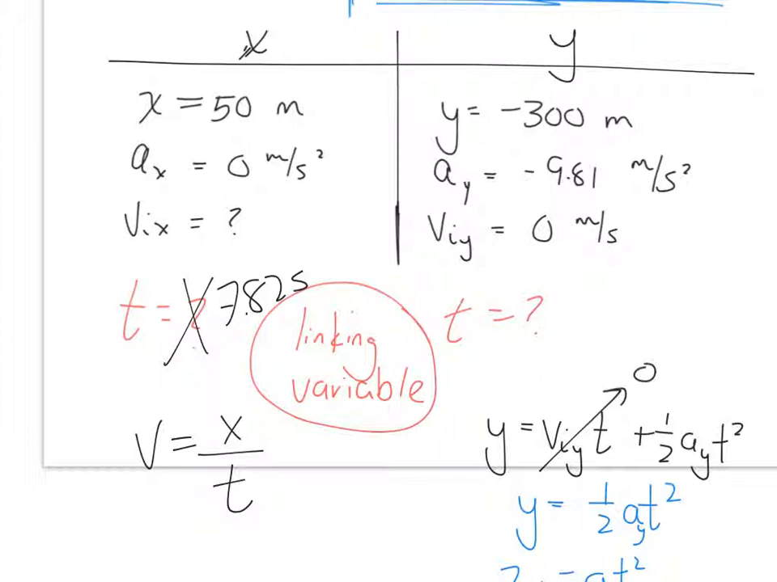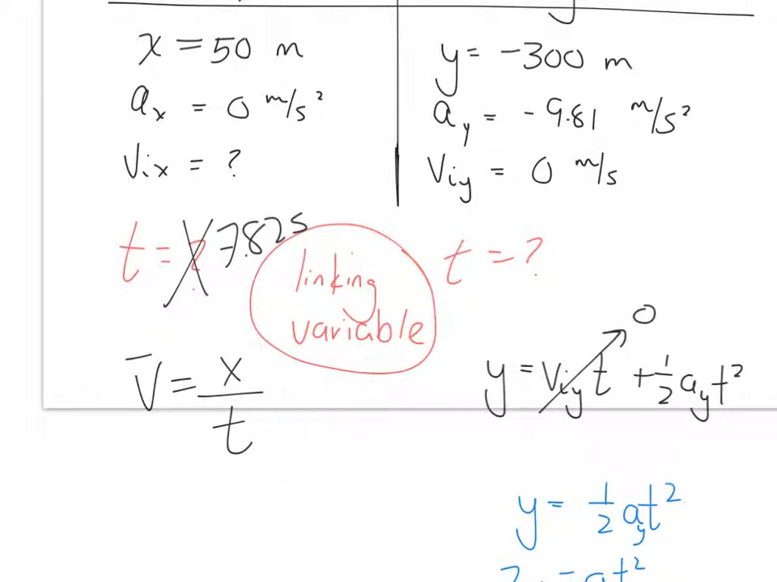Even while it's falling, its horizontal velocity is still 2 meters per second, because there's no horizontal acceleration. Remember, when horizontal acceleration is 0, the velocity is a constant. So we could even call this v bar if we wanted to, meaning constant.